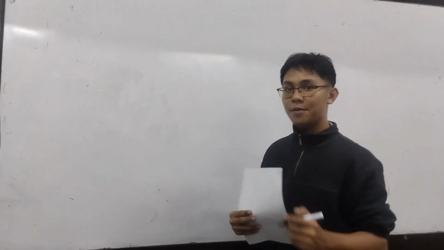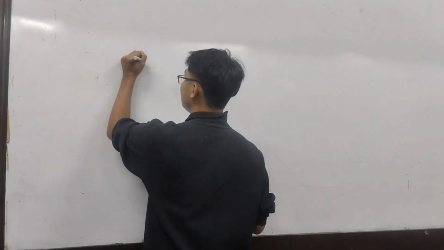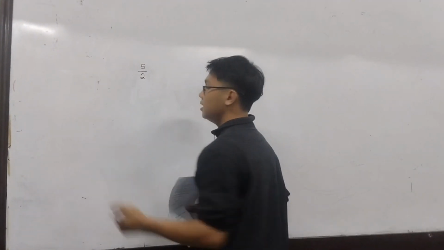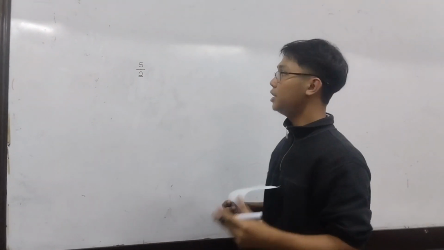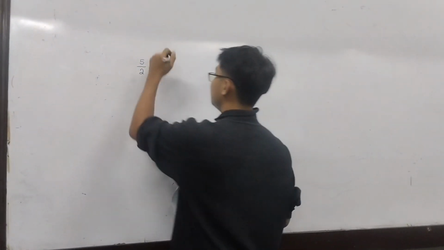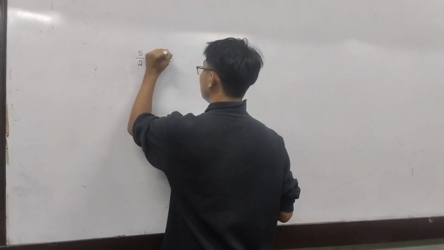Good day, I am Danny, and today I will be discussing improper fractions and mixed numbers. First, let's talk about fractions. What are improper fractions? Improper fractions are fractions where the numerator has a greater value than the denominator. Let's have the first example. We have 5/2. To convert this into a mixed number, you need to divide. So 5 divided by 2.